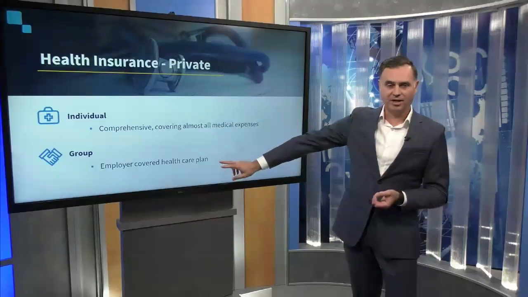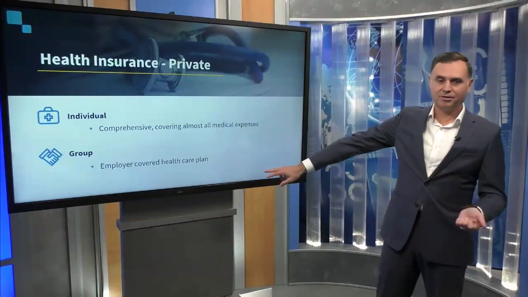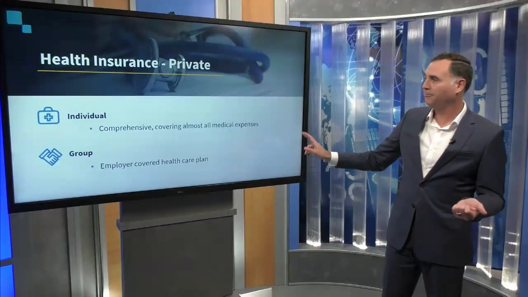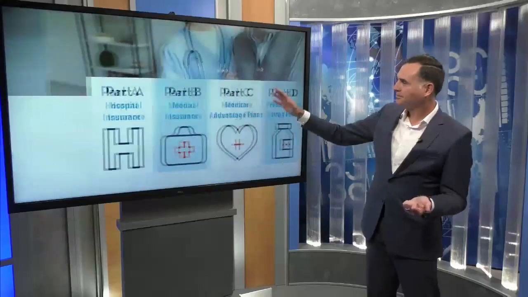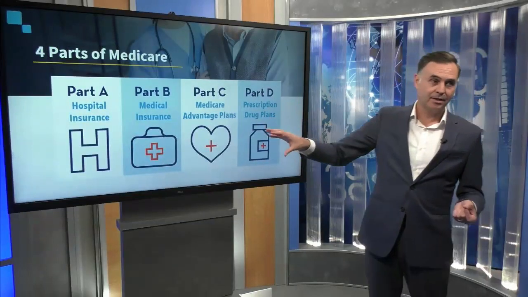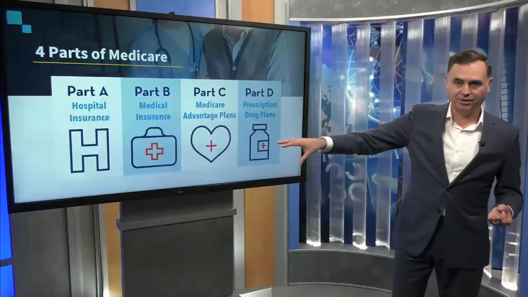Now, with a group plan, of course, it's understanding what your medical situation is. Do you want to have a certain group of doctors that you can always see? So you get into different types. Now, this is getting into Medicare. There are 4 parts of Medicare. You've got Part A, which is your hospital insurance.